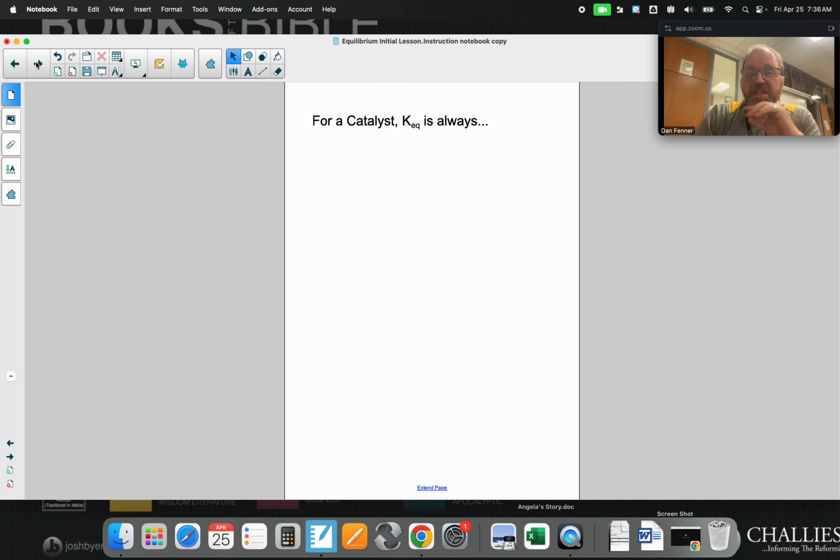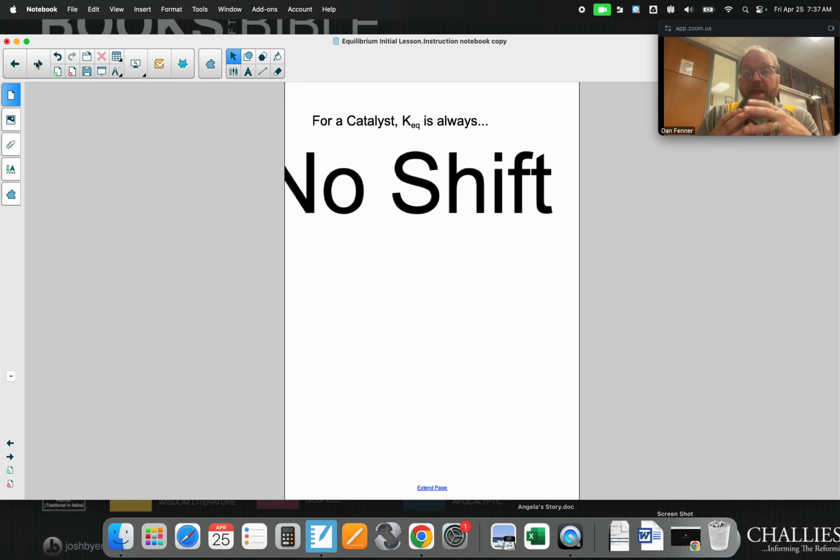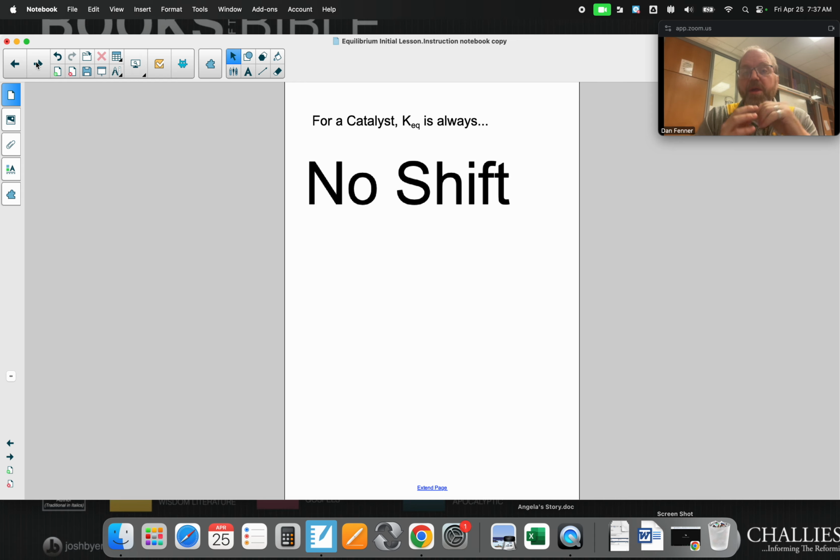So whenever it's a catalyst, what happens in terms of K eq? Always, every time, all the time, 3 times on Sundays, always the same: no shift. Now, it is a stress. It just is going to get you to equilibrium faster. It's not going to change where equilibrium is at. So K eq, catalyst, no shift.